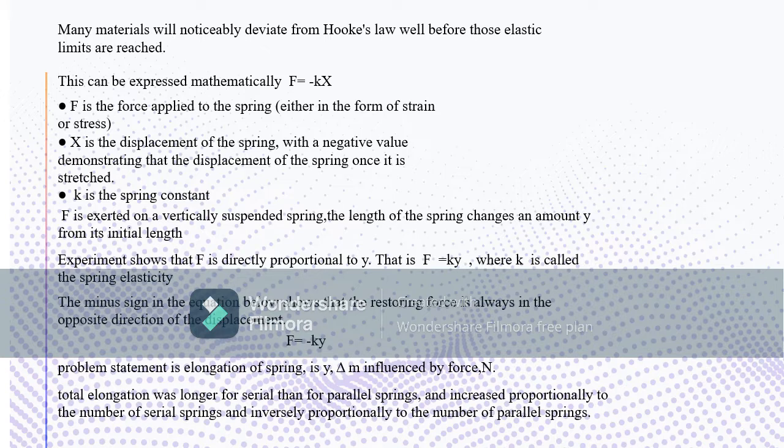Total elongation was longer for serial than for parallel springs, and increased proportionally to the number of serial springs and inversely proportionally to the number of parallel springs.